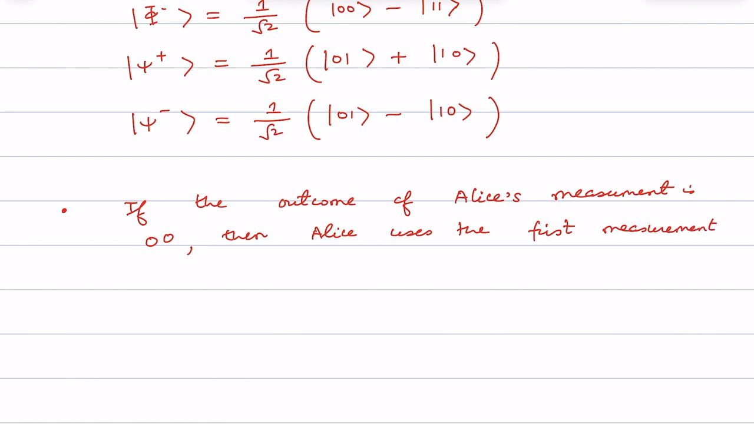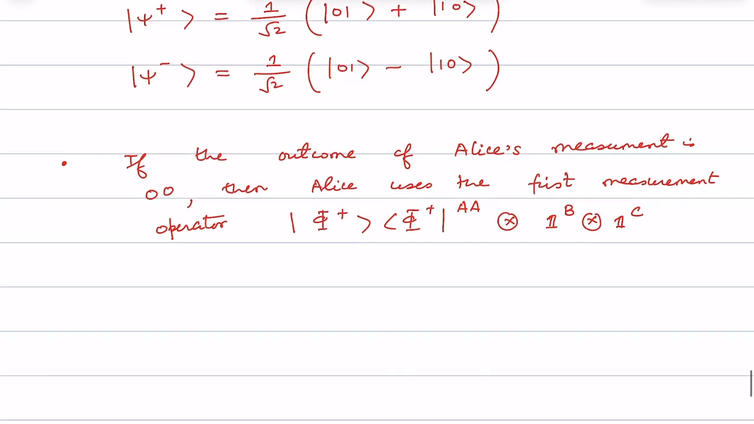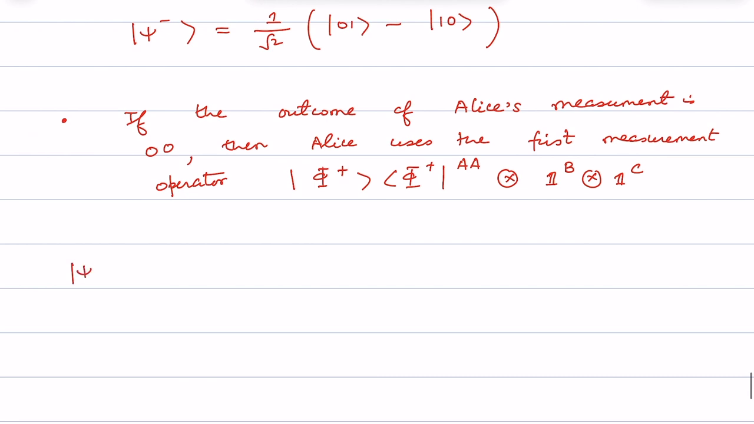That's what it means. Measurement operator, which is, let me write, the first measurement operator was phi plus, and Bob and Charlie does not do any experiment. So this is what you have. If that is so, the state psi AABC collapses because of the measurement.